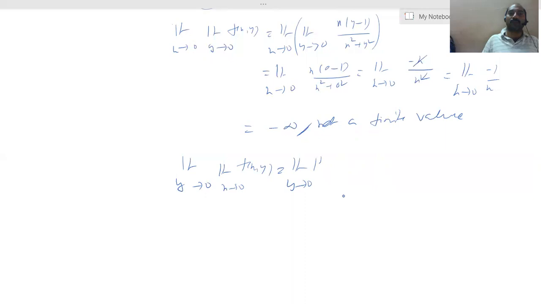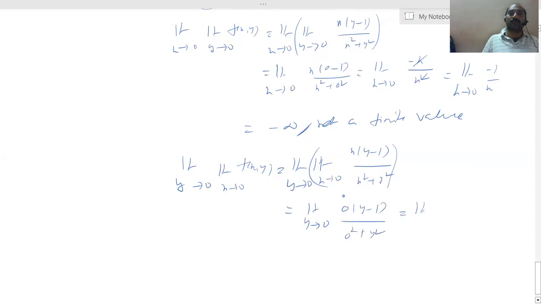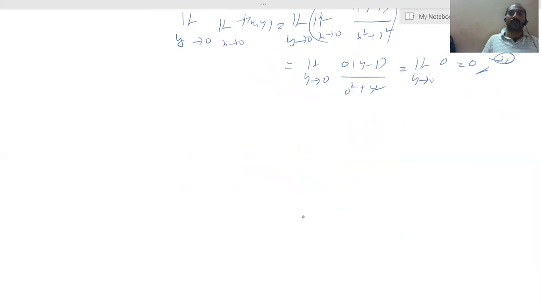Even though, I am just telling you for understanding purposes, the other part also, x square plus y square. First substitute the x value. x value becomes 0 into y minus 1 by 0 square plus y square. Limit y tends to 0. In the numerator 0, denominator y square. 0 by y square is 0, equal to 0. See, here we get minus infinity. Here we get plus infinity. These two are not equal. Therefore, limit does not exist.